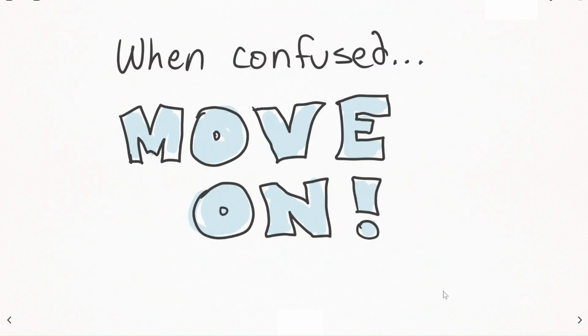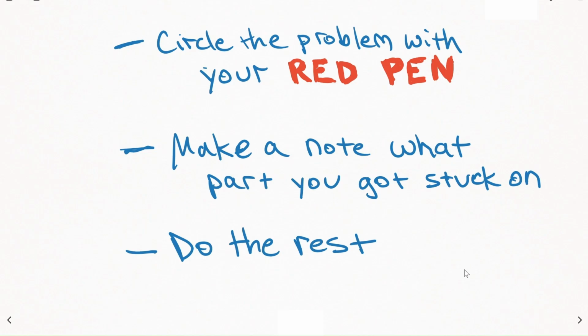Also, when you're at home, this is more of a study tip than how to take notes, but when you're at home doing your homework or wherever you're at doing your homework, if you get stuck on a problem, move on. Do not spend an hour trying to figure out one problem that you are stuck on, okay? Nobody has time for that. Circle the problem with your red pen, make a note on the part of that problem you got stuck on with your red pen, and circle that in your notebook, and then go on and do the rest of your homework.